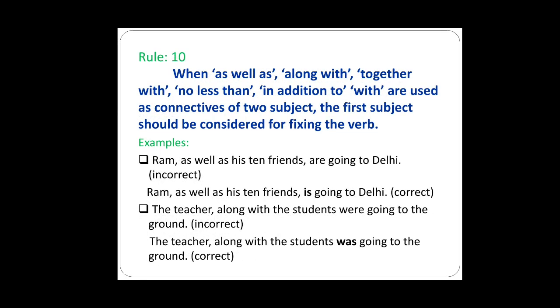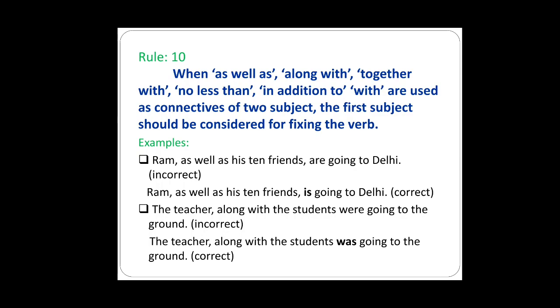Rule number 10. As well as, along with, together with, no less than, in addition to, with are used as connectives of two subjects. The first subject should be considered for fixing the verb. Examples, Ram as well as his 10 friends are going to Delhi. This is incorrect sentence. Ram as well as his 10 friends is going to Delhi.